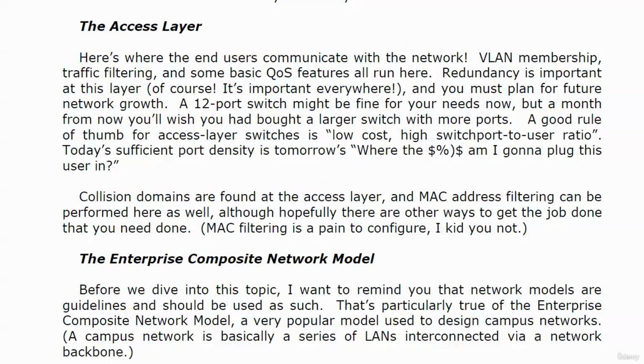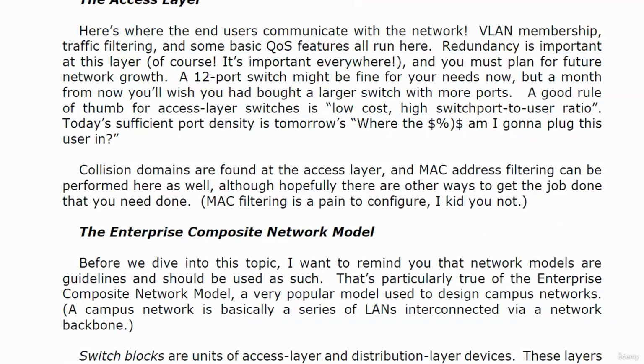Because today's sufficient port density, as they call it, having enough ports, is tomorrow's "Where am I going to put this user that I just got?" Now, collision domains are found at the access layer, and MAC address filtering can be performed there as well. Although, to be frank, I hope there are other ways to get the job done that you need done, because MAC address filtering is a pain to configure, and you're talking with someone who actually likes filtering addresses and that kind of thing. So that's our look at the 3 switching layers.